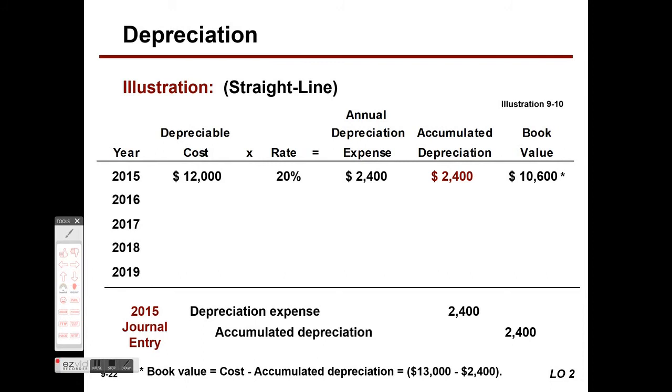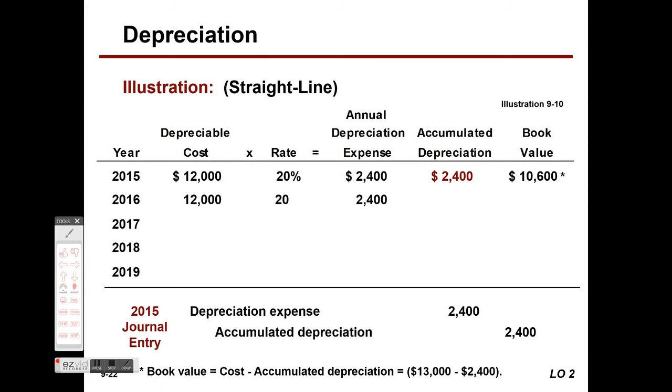So there's our journal entry. A debit to depreciation expense and a credit to accumulated depreciation. And that journal entry would be repeated in each of the 5 years that this asset is in its useful life.